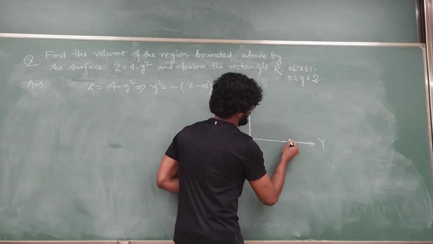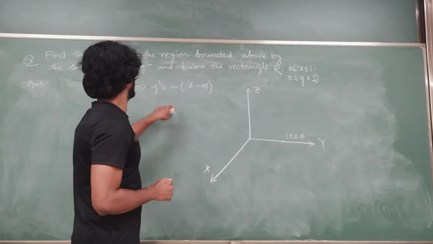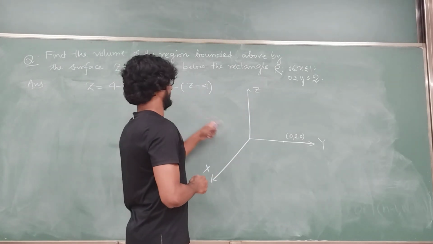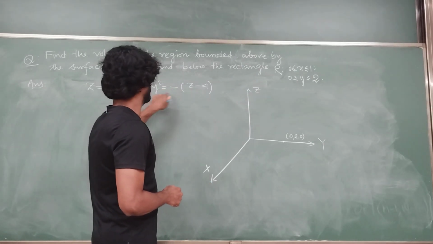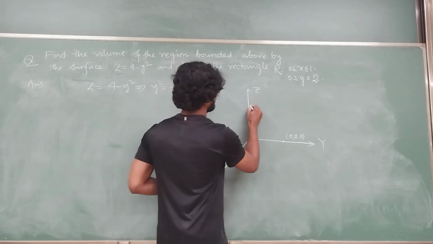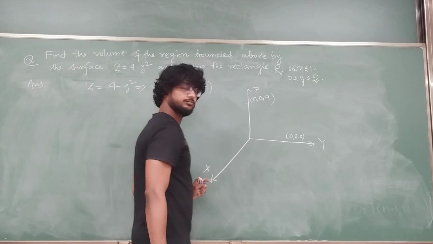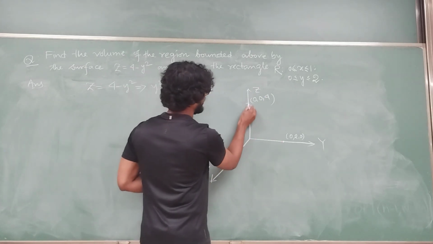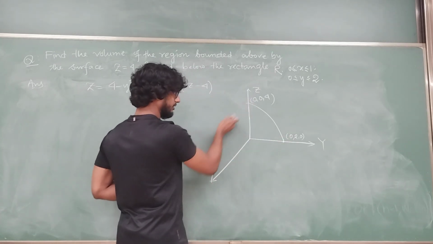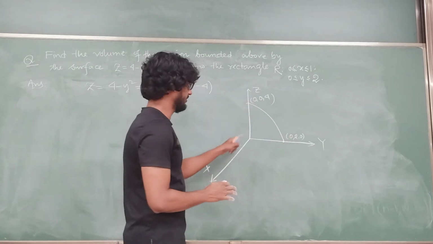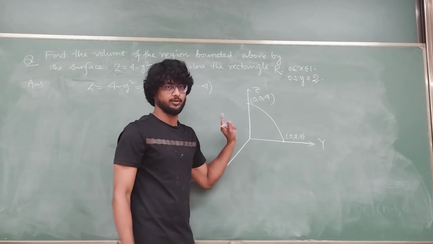So think this is your 0, 2, 0 point, and if we want to check where it intersects with the z axis, we put y equals 0 and get z equals 4. So this is your 0, 0, 4. Now the parabola looks like this. It will go down again. This side also will be there, but as we are in the first octant, we are not drawing these things. We are just drawing some part of this parabola in the first octant.